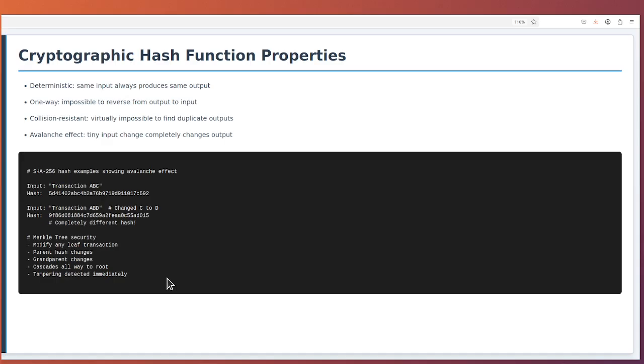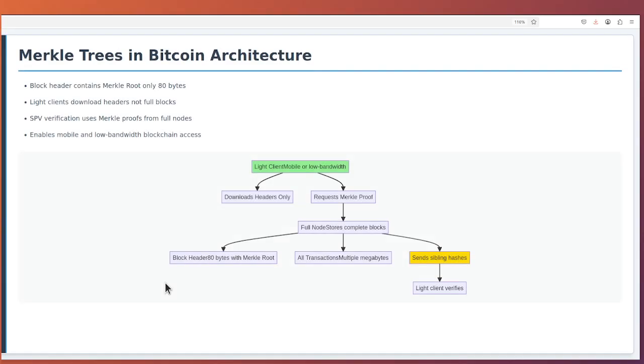The hash functions used in blockchains like SHA-256 are cryptographically secure, meaning breaking them would require more computational power than exists on Earth. Merkle trees in Bitcoin architecture. In Bitcoin's architecture, every block header contains the Merkle root of all transactions in that block. The block header is only 80 bytes, but it cryptographically commits to potentially thousands of transactions.